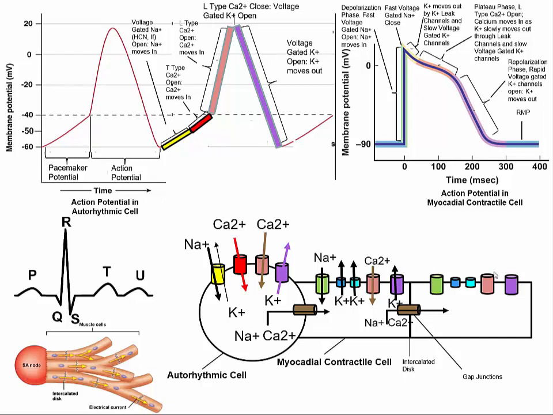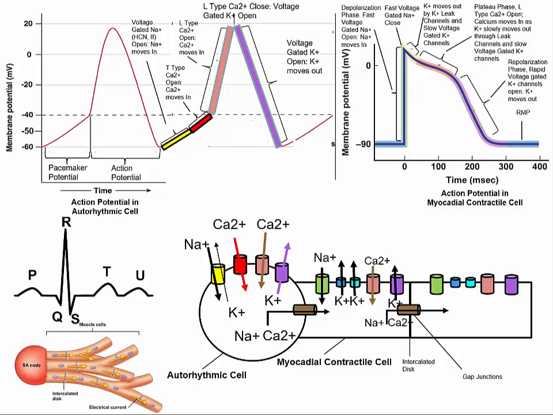These action potentials, as they travel over the membranes of the myocardial cells, are what's going to give you these waves that are shown in an EKG: the P wave, the QRS, the T. These waves are formed by changes in voltages across millions of these contractile myocardial cells within the atria and the ventricles.